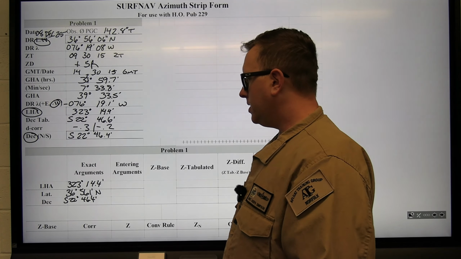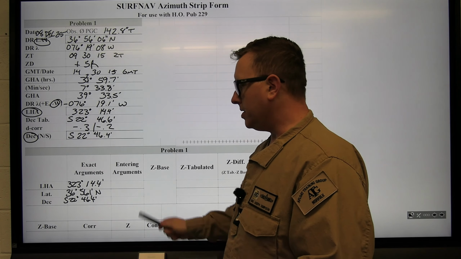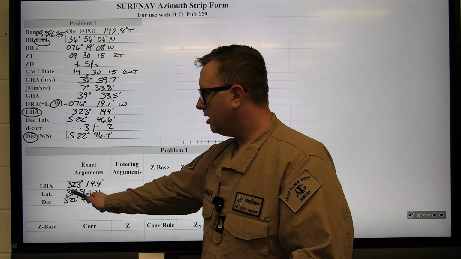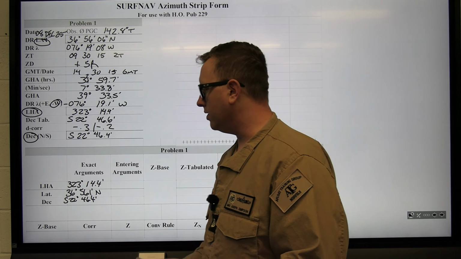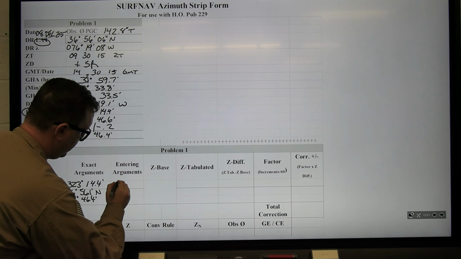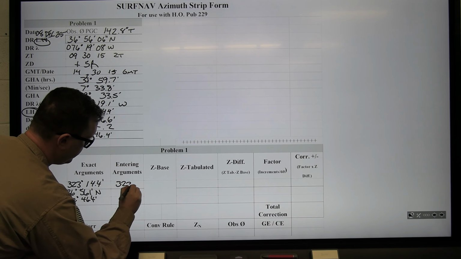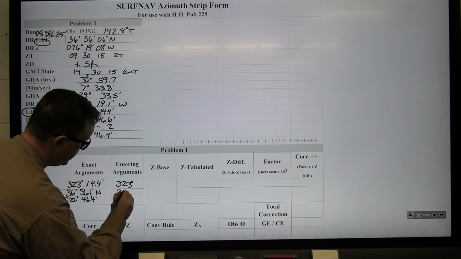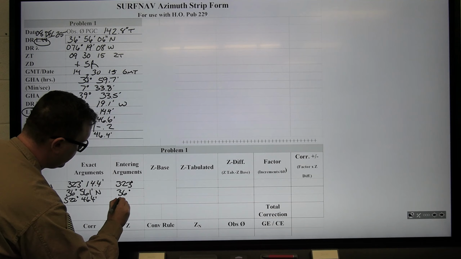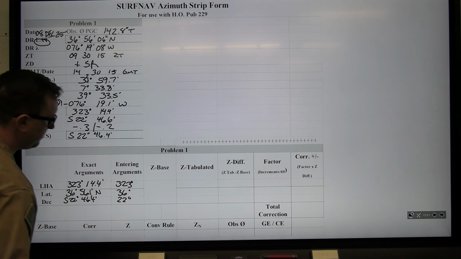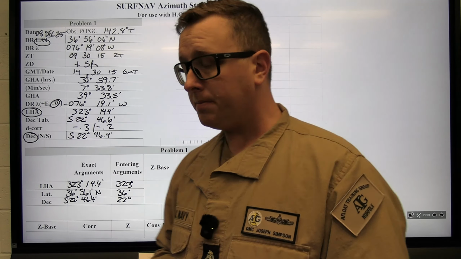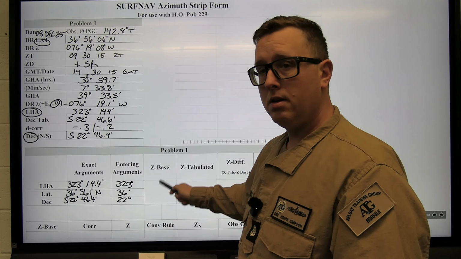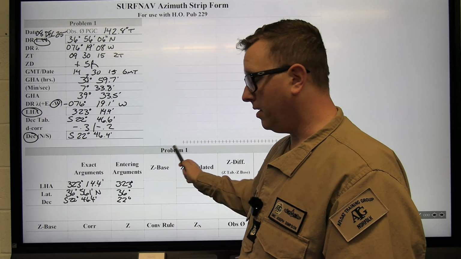Have our exact arguments in. Now we're going to get the entering arguments. The entering arguments is just your degrees. You're going to take the minutes and seconds off and just write the degrees over here. So 323 degrees, 36 degrees, 22 degrees. Now we did that because this is what we're going to square off on the site reduction table to find our Z base or azimuth base.